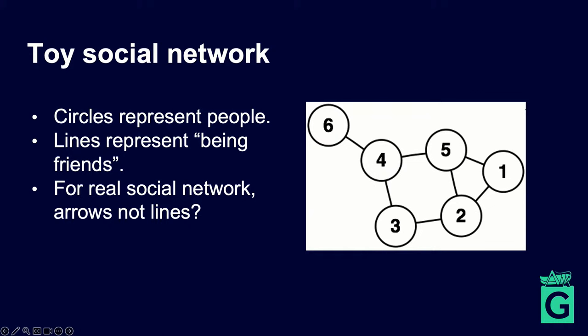If it's a social network, maybe you have arrows, not lines. I'm going to gloss over that, really. Maybe you have arrows, not lines, because some people follow somebody else. It doesn't mean they follow back. But you could think about a graph that looks something like this.